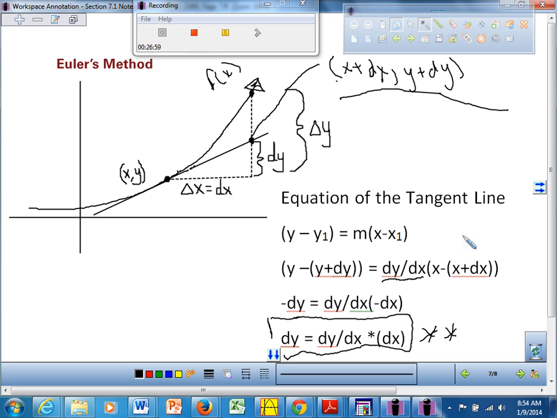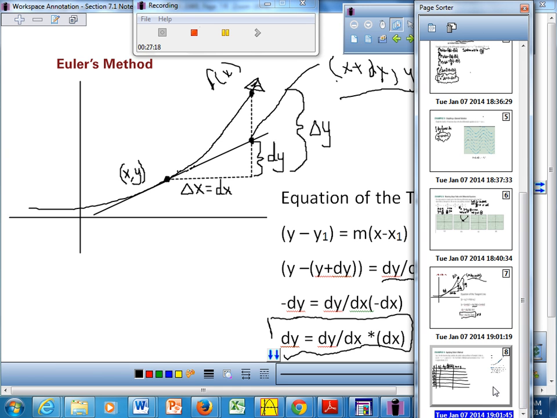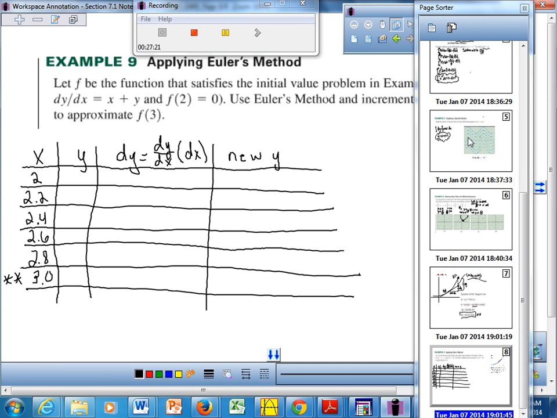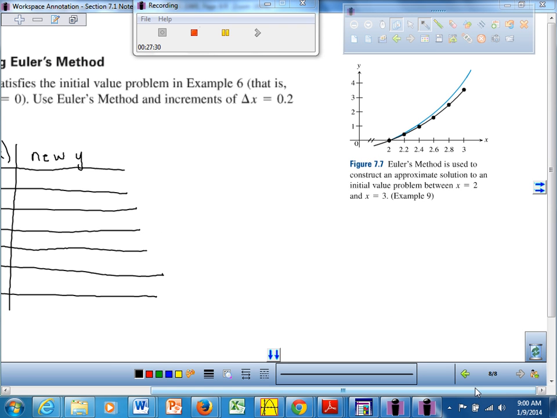All right, I'm moving a little quickly here at the end. I apologize, but I want to make sure I get my example in for Euler. All right, so our final example is here. Lovely table. All right, so when I do Euler's method, I will always have a table. And just for a visual as to what we are doing.